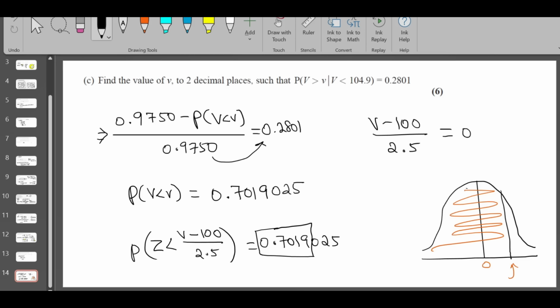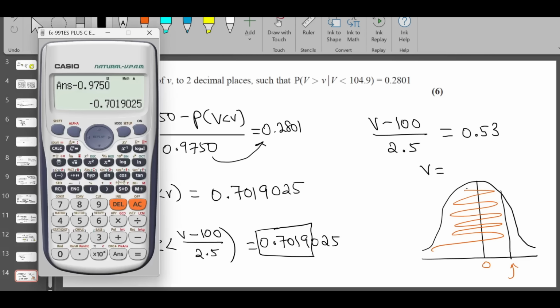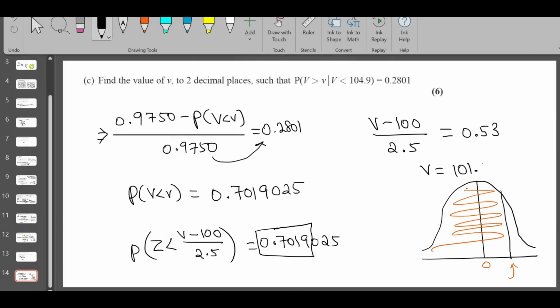So from the table, the value is 0.53, so make V the subject. 0.53 times 2.5 plus 100 is 101.325. They want the answer to 2 decimal places. So V is 101.33. That's all. It's a 6-mark question.